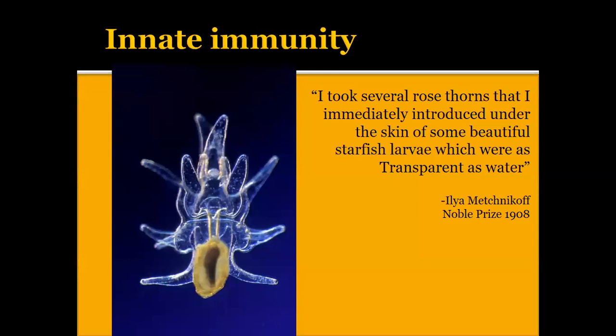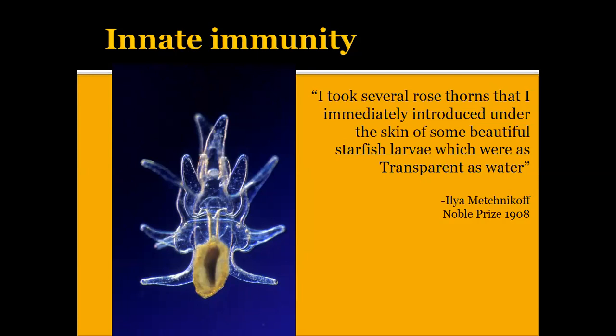So this is Ilya Mechnikov. He won the Nobel Prize, you can see here, in 1908. And he is credited essentially with discovering the innate immune system. What he would do, you see his quote, but he would take little thorns and stick them into starfish larvae. If you're wondering, that's what a starfish larva looks like.